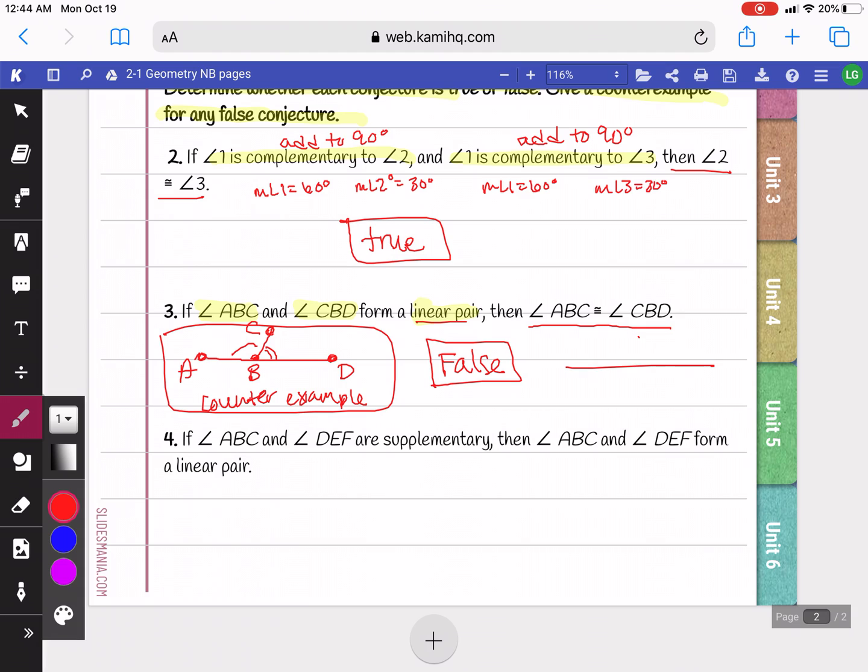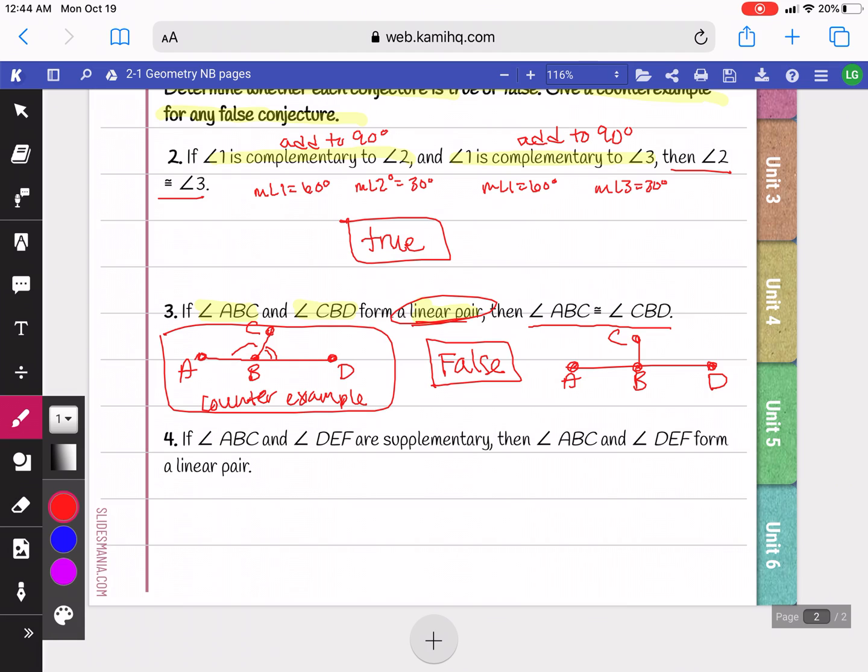Congruent would be like if ABC and CBD were both 90-degree angles, but it just said that they're a linear pair. So for them to be a linear pair, they don't necessarily both have to be 90. One could be acute, one could be obtuse.